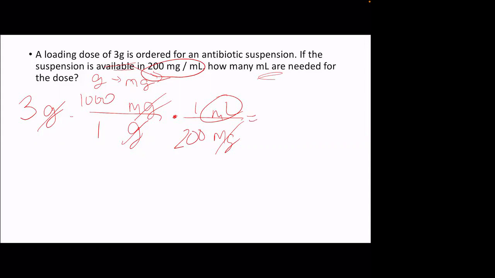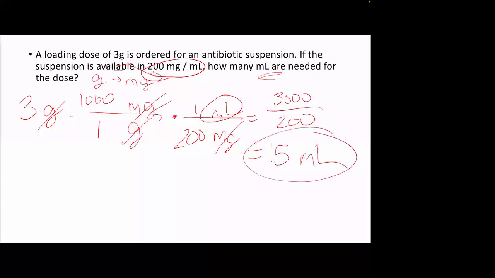So we have 3 times 1,000 times 1, which is 3,000, over 1 times 200, which is 200. So that's going to be 15, and the unit is milliliters. And that just came from going from grams to milligrams, and then using the concentration, the amount of drug in a particular liquid, in order to get to that volume of 15 milliliters. There we go. Simple as that.